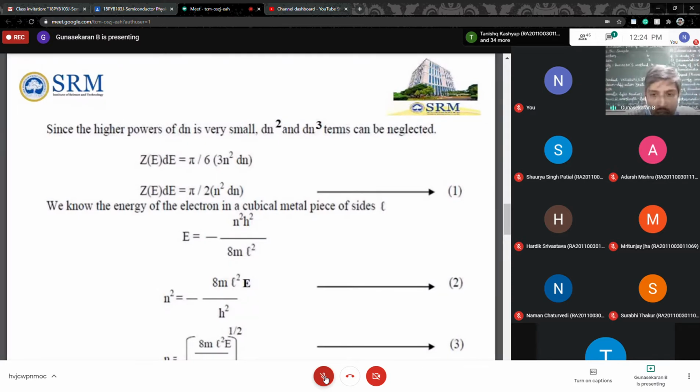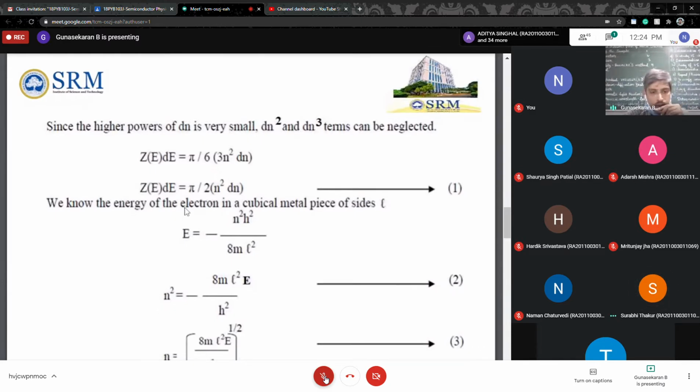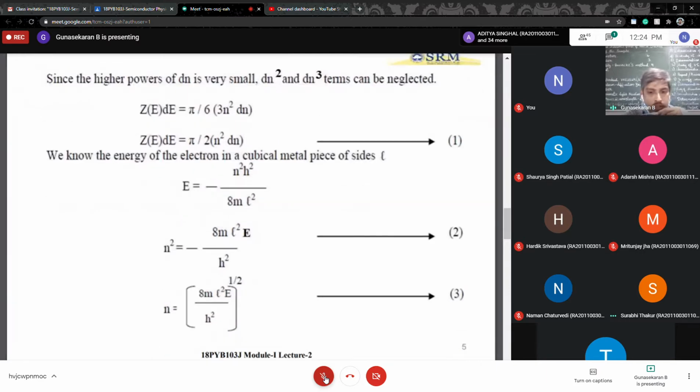Now our aim is to see that n square, and in that n square also the sphere. For example, I am going to consider the shell, the radius of the shell is n. So now I am going to rearrange this equation. I get n square is equal to minus 8m l square E by h square. Is it correct? Yes, sir. Or n is equal to root of, so instead of taking root, I put whole power 1 by 2: 8m l square E by h square whole power 1 by 2. So this is n.